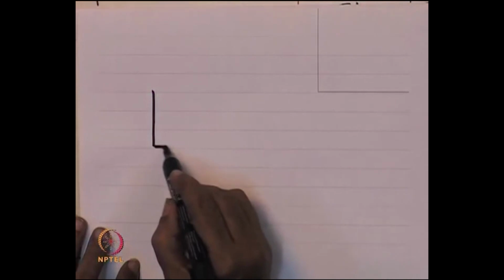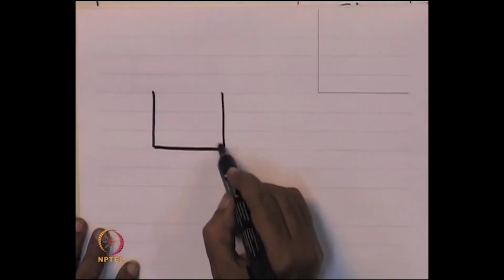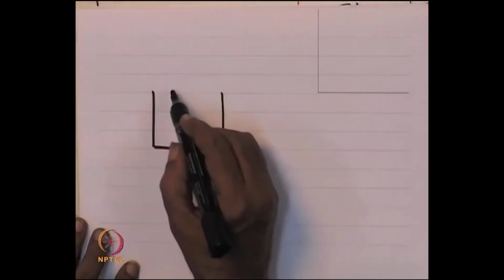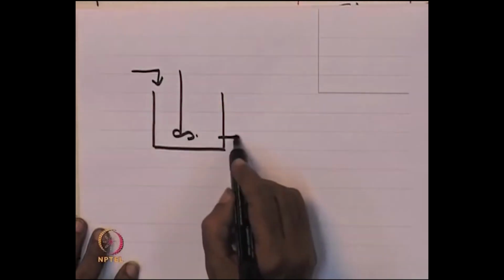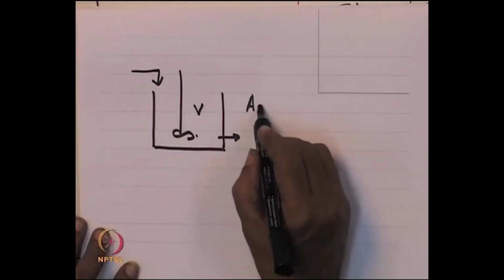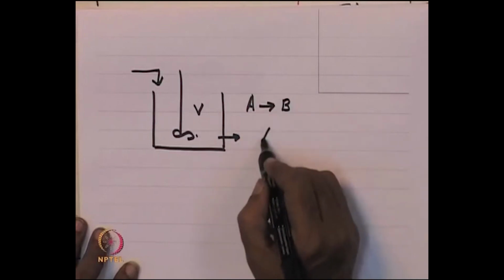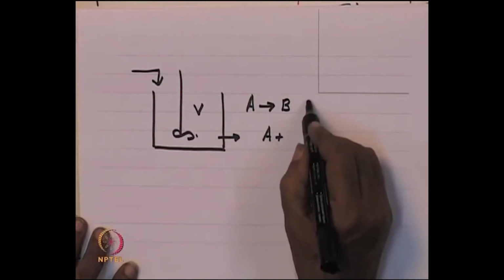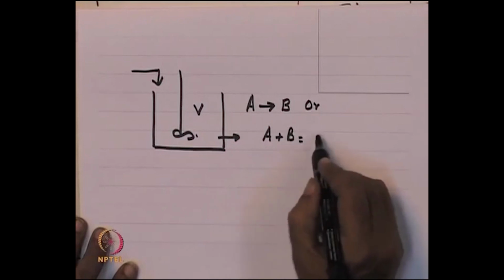Just as an example, I mean more of it you will see when you actually look at these. Just to put it in perspective, let us say you have an equipment like this, okay, in which this reaction is occurring, flow is coming in and flow is going out. Okay. So, this has a certain volume V, a reaction A goes to B, or let us say A plus B going to C plus D.